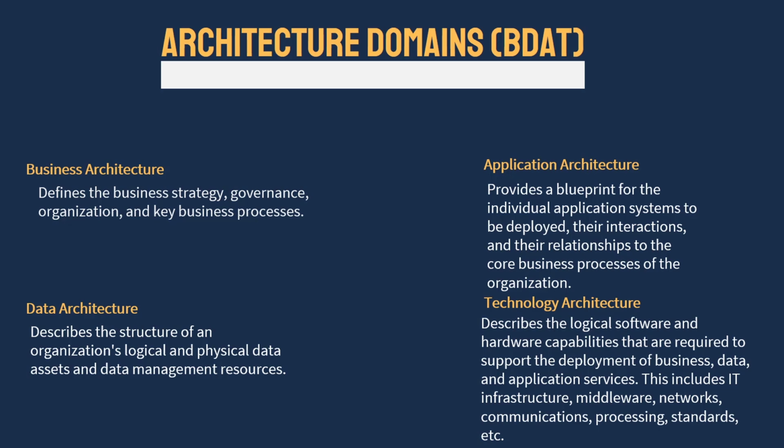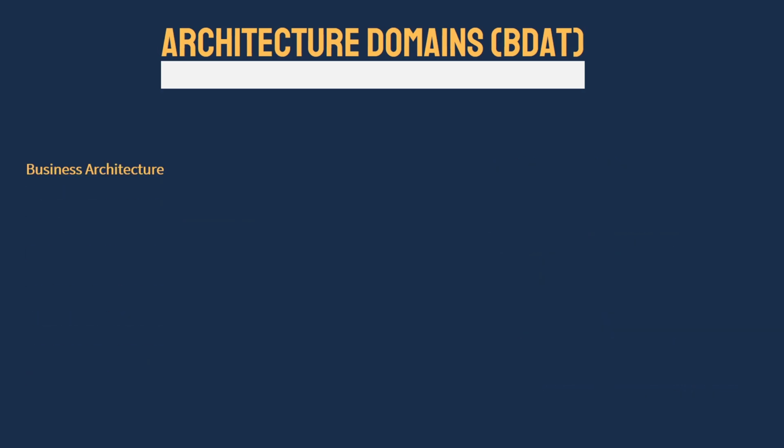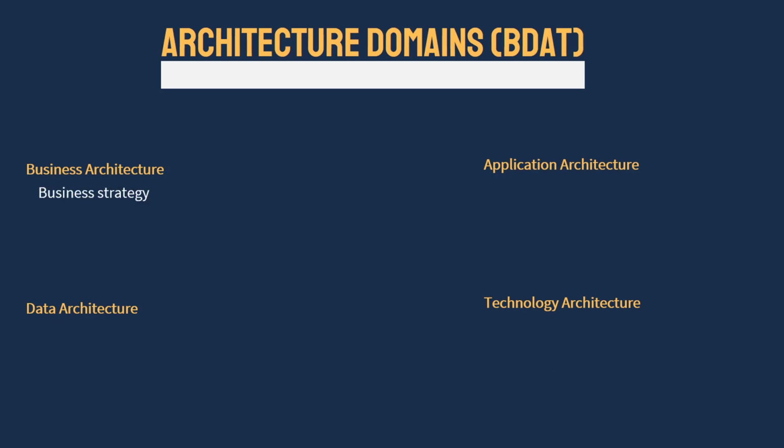Let's explain it once again in a fresh manner. Business architecture, application architecture, data architecture, technology architecture. Business architecture includes business strategy, governance, organization, and key business processes.